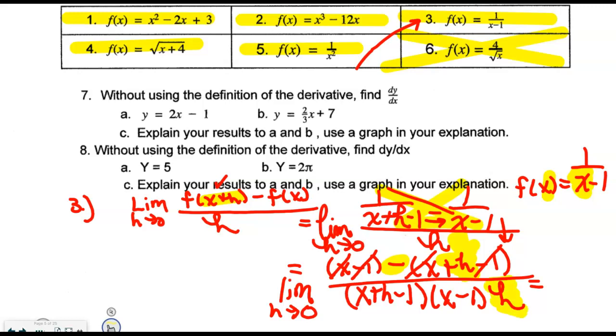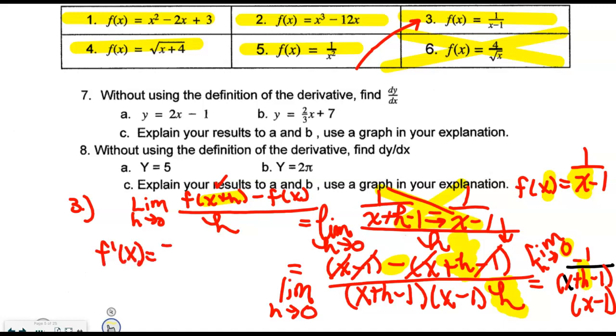But the negative h is going to cancel with the h on the bottom, and it's going to leave me with negative 1 over x plus h minus 1, sorry, I'm running out of room, times x minus 1. It still was a limit, and we still had h approaching 0. When I put a 0 in for the h, I get negative 1, so I'm going to write it over here because I'm running out of space. f prime of x is equal to negative 1 over x minus 1 quantity squared. That's part A.